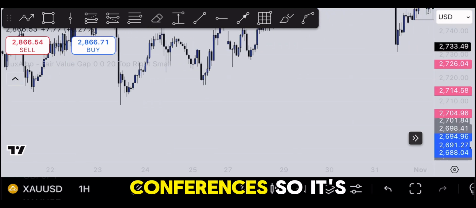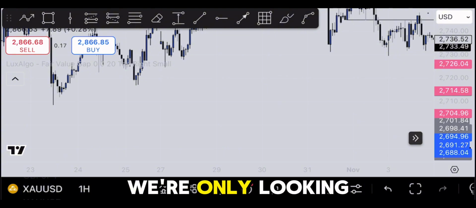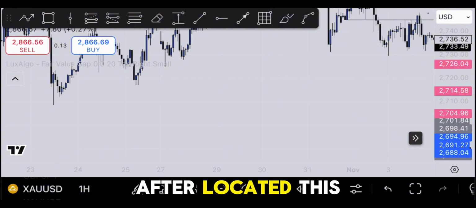We now have confluences, so it's high time frame bias. So if you are bullish on the high time frame, we're only looking for buys. We're only looking for bullish market structure shifts after a liquidity sweep.